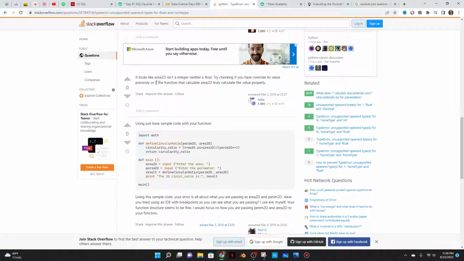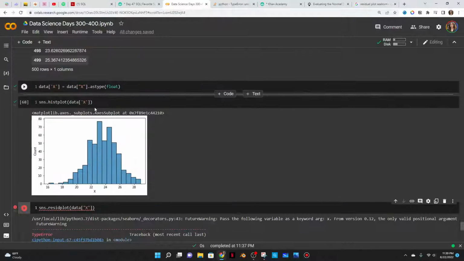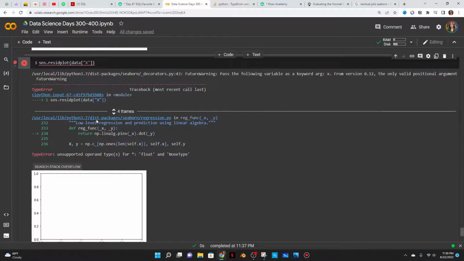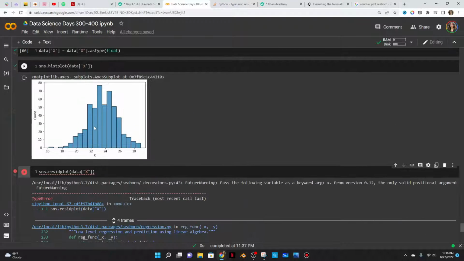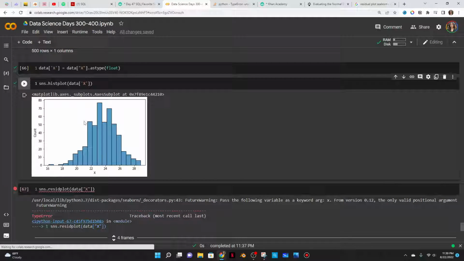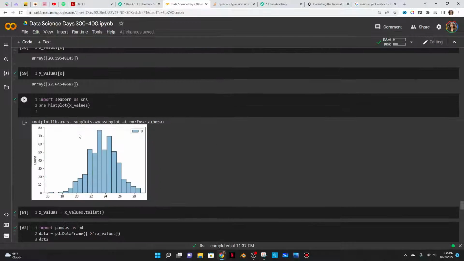No. What do you mean? I literally told it to be a float. So astype float, unsupported operand types for float and NoneType. Like, what do you want me to do? Oh, that's great, isn't it? I don't know.